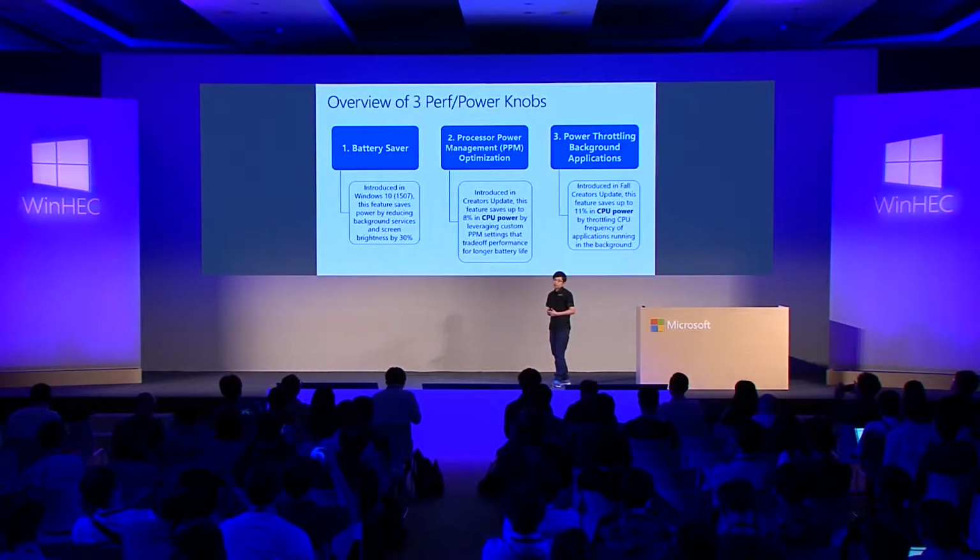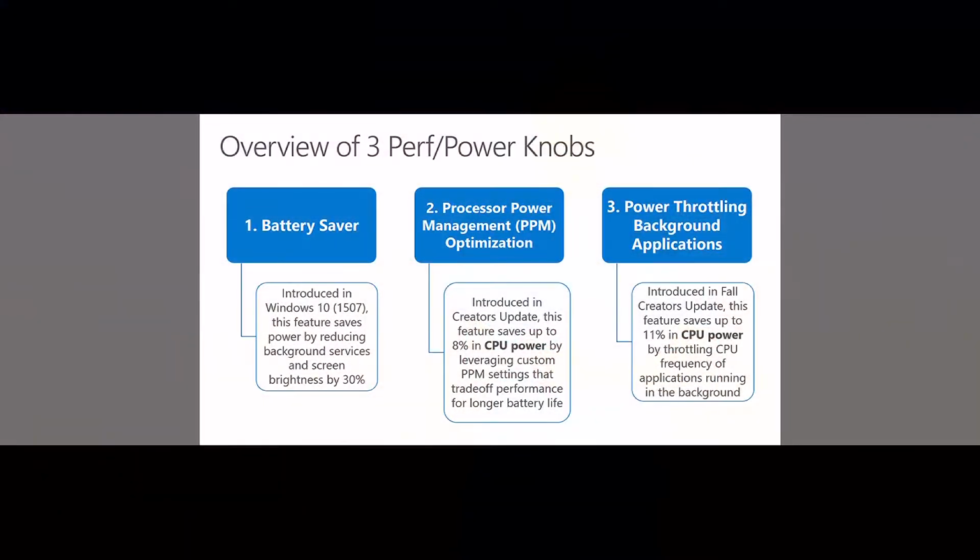So let's review the 3 perf and power knobs that are engaged behind the scenes by the perf and power slider. The first knob is the battery saver, which was introduced in Windows 10 and saves power by throttling Windows components such as Windows updates and reduces screen brightness by 30%.